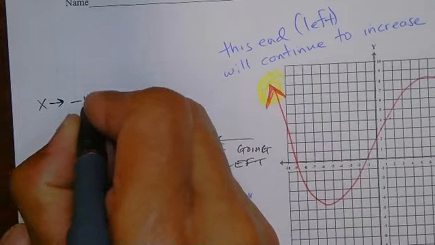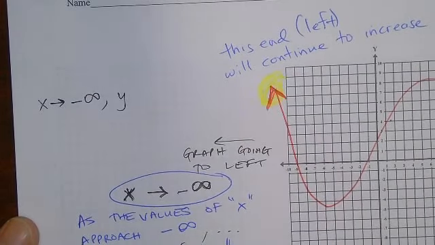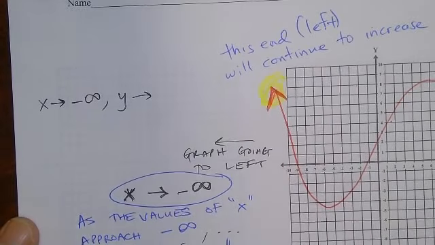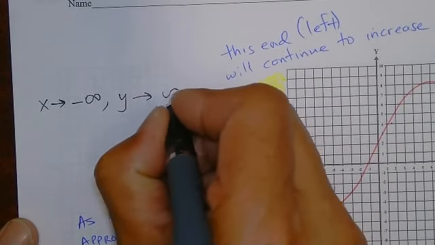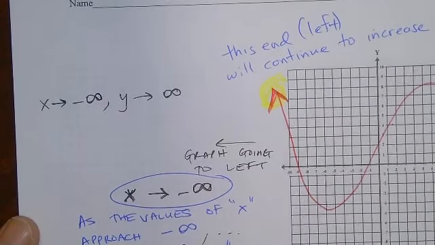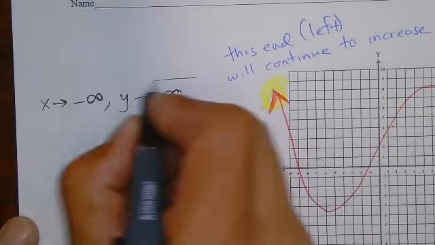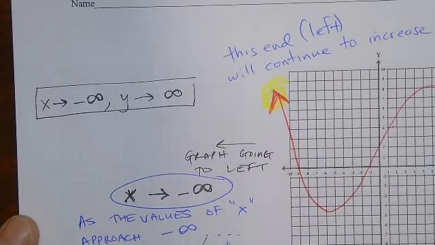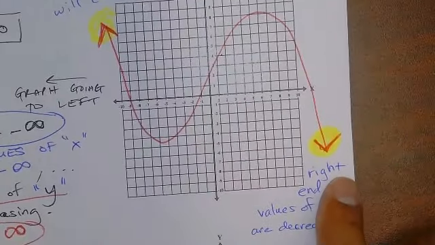Well, we just wrote the two parts right here. You'll write as x approaches negative infinity, comma, y. What happens to the values of y? Do they go up to positive infinity, or down to negative infinity? Up to positive infinity. That's what this language, this notation, these symbols, and these arrows mean. I only described this one. That's the end behavior on this one on the left.